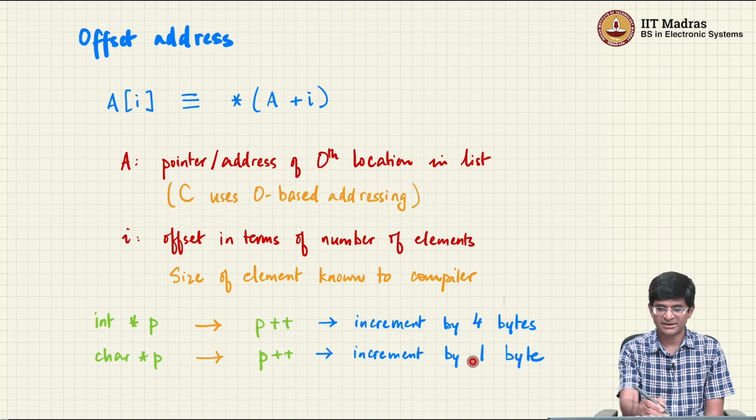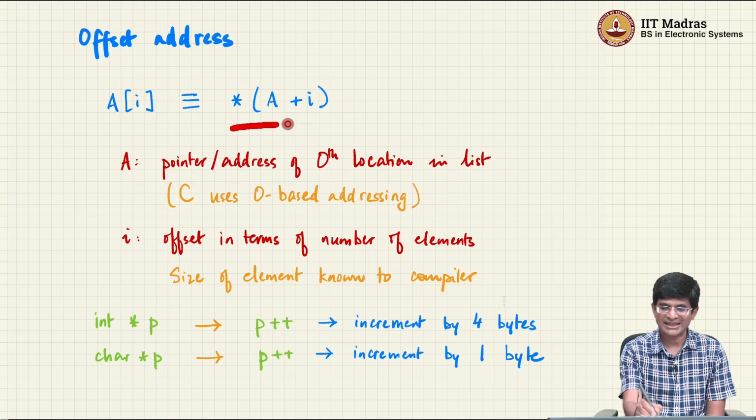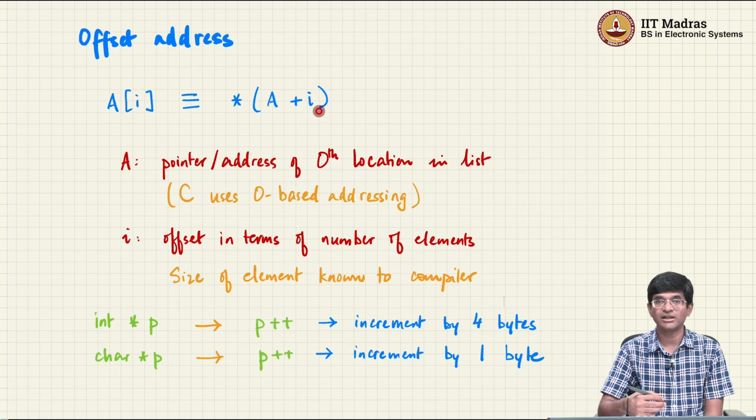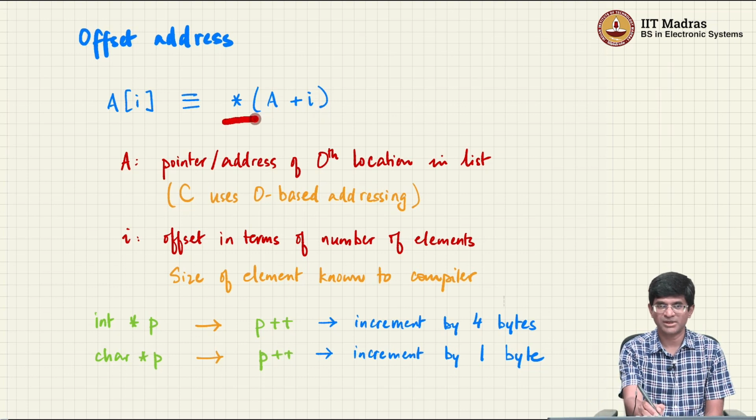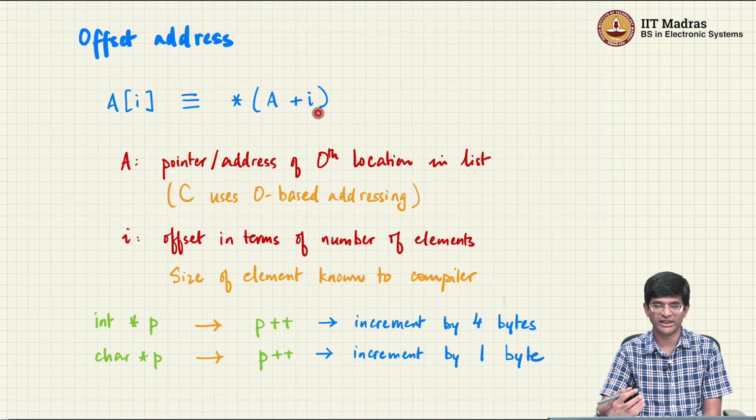And what we say is that this notation A of I means exactly the same thing as this particular notation, which is star of A plus I. We usually pronounce this as star of A plus I. What we mean over here is we take the starting point A, and we need to know what kind of pointer it is. Is it a pointer to a character, is it a pointer to a string, and so on. When we add I, we are moving I locations of that data type forward in memory, and then we look at the content present at that location. So what exactly do I mean by this I locations forward? That is something that we will need to look at and understand in a little bit more detail.